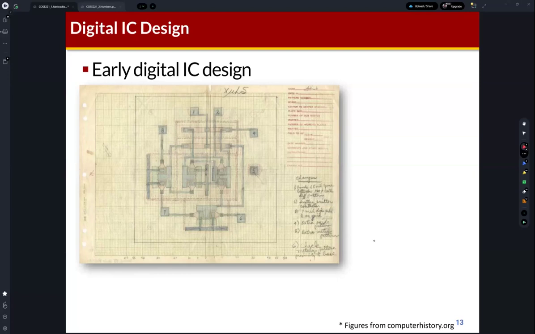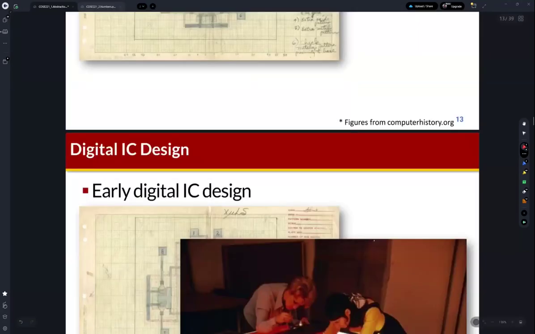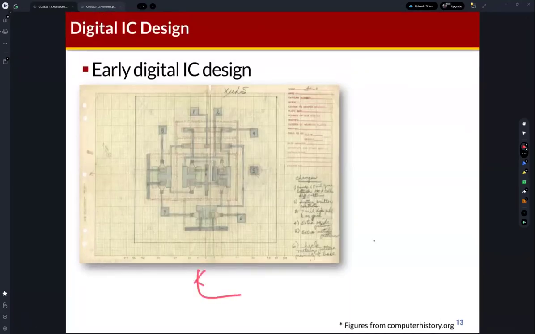But as you can see, in the previous time, we could not use computers for designing these IC devices. So we just drew a circuit like this, and then like this. So many engineers did this. This diagram is called a schematic.